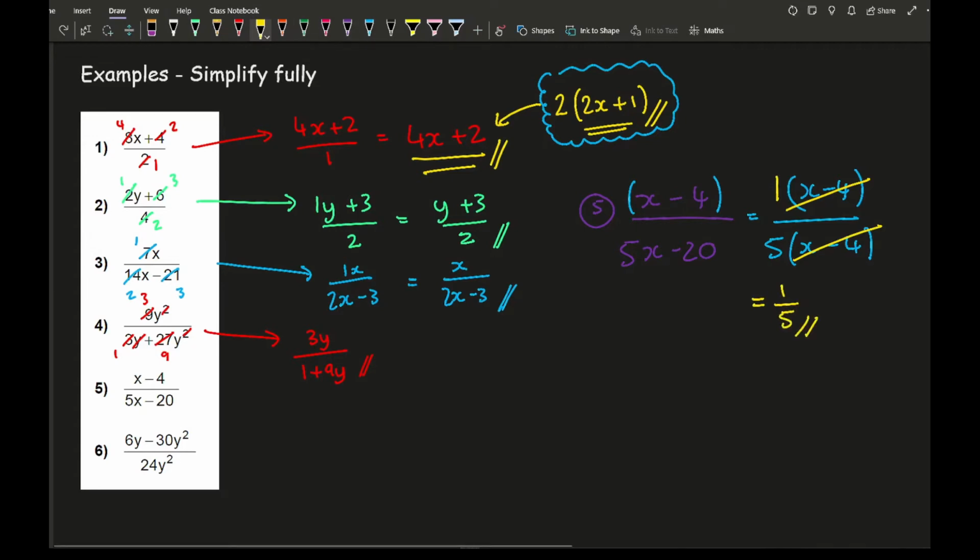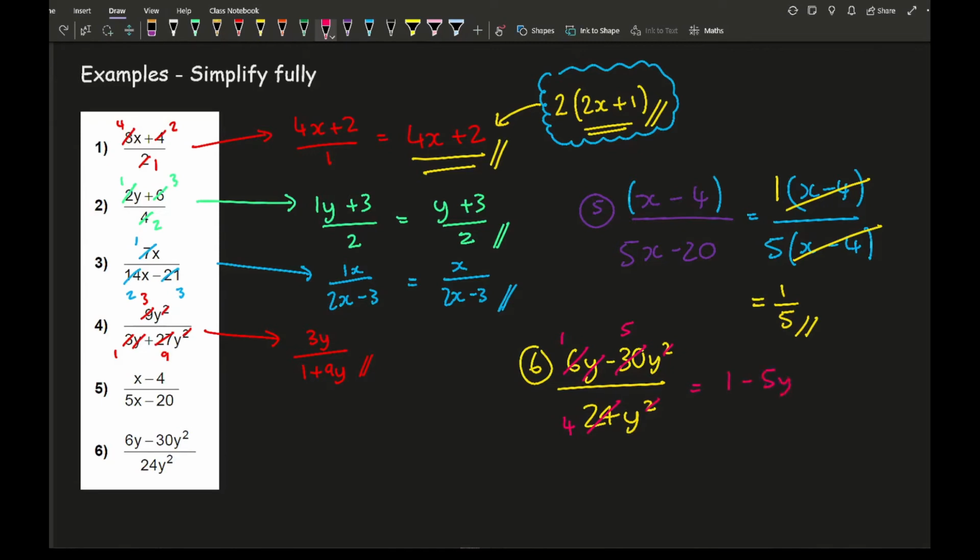Then moving on to question 6, I'm going to keep this yellow pen because it's quite nice and bright. I've got 6y minus 30y squared over 24y squared. Now again, I don't need to factorize, although I may need to later, but each of the terms have got numbers and all the numbers are multiples of 6. So I'm going to divide all the numbers by 6. That becomes a 1, that becomes a 5, and that becomes a 4. Each of them have got y, so I'm going to cancel a y from every single term. Look at what's left: I've got 1 minus 5y over 4y. And again, I can't simplify that any further, and so there we go.